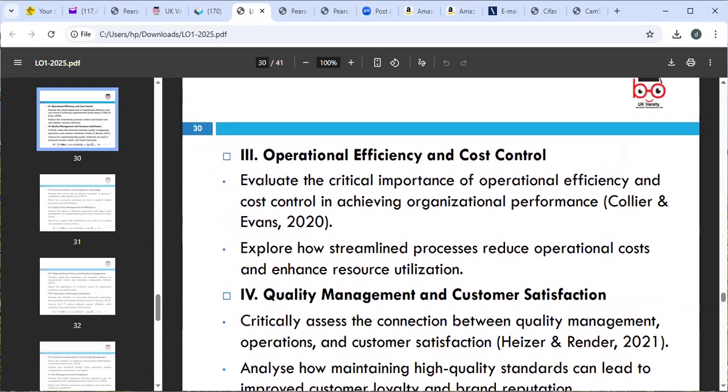Evaluate the critical importance of operational efficiency, cost control in achieving organizational performance. Explore how streamlined processes reduce operational costs and enhance resource utilizations. Okay.